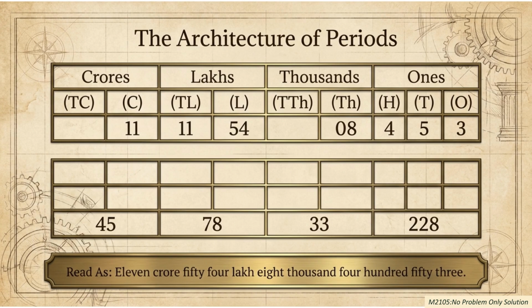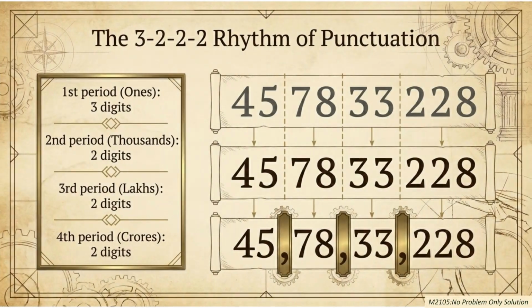The architecture of these periods helps us read very large numbers. For example, 11,54,08,453 is read as 11 crore 54 lakh 8,453. Finally, we use a 3-2-2-2 rhythm of punctuation to separate these periods, making large numbers much easier to write and read.